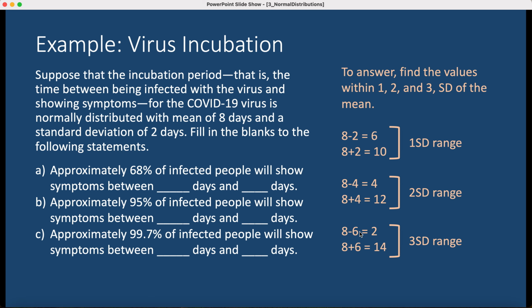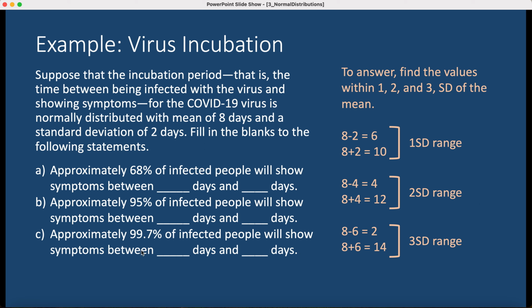And then 3 times 2 for a 3 standard deviation range is going to be 6. So 8 minus 6 gives me 2. 8 plus 6 gives me 14. So the 99.7% are going to be found between 2 days and 14 days.